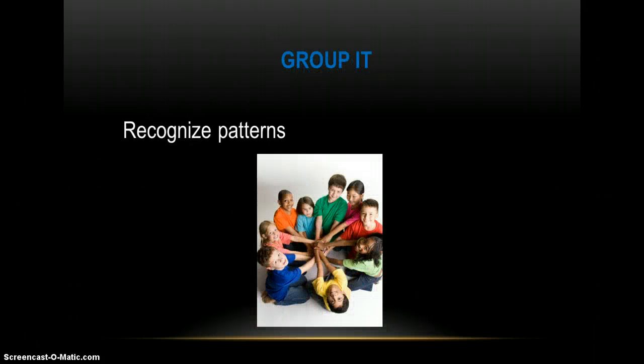The second one is group it. We can recognize patterns. In this case, an excellent activity for children to exercise their visual skills is recognizing patterns. We can provide children with a series of toys and come up with fun categories into which they can group the toys. For example, a series of stuffed, I don't know, maybe it could be animals. It could be grouped into size, colors, number of legs, or maybe the kind of food that they eat.